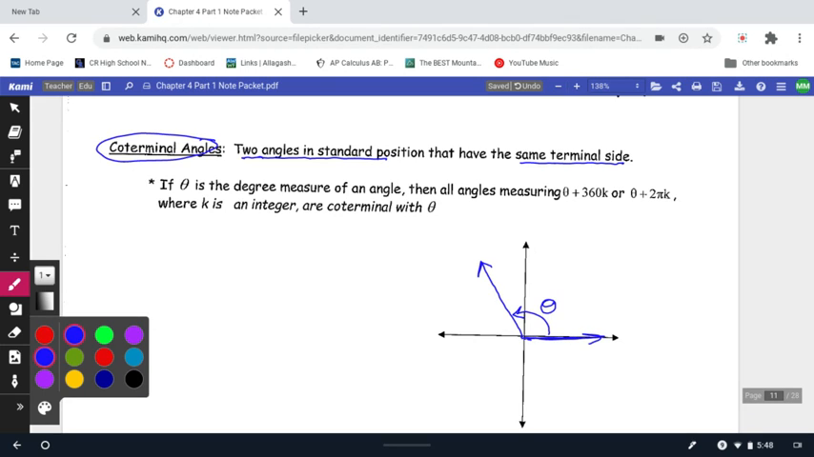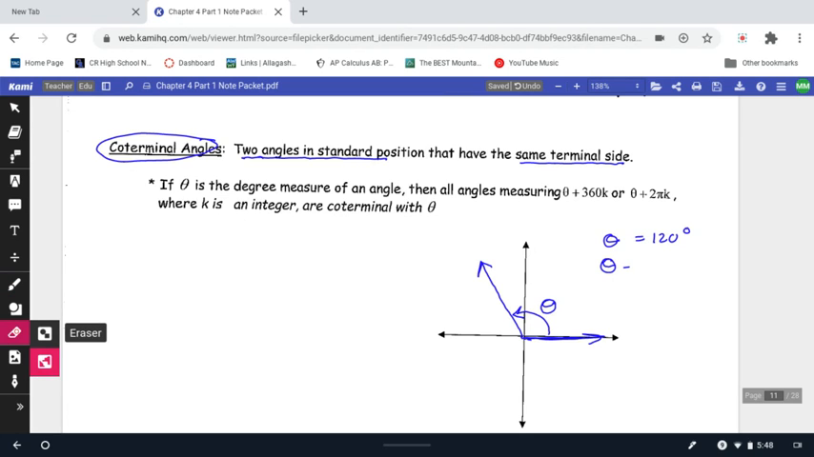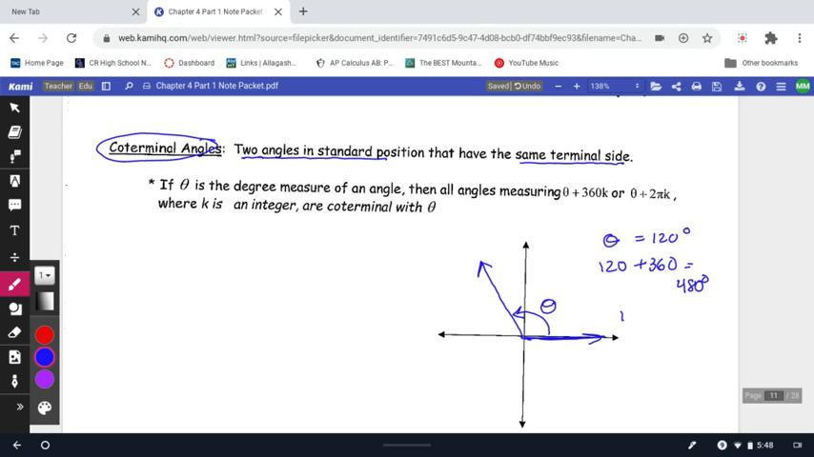Okay, so an example would be, let's suppose this theta angle here is 120 degrees, and I wanted another angle that was coterminal with it. Well, there's a bunch of ways that you could do it. You could take that 120 degrees and just add 360 to it, and you would get another angle that was coterminal with it. In this case, it would be 480 degrees. You could also take the 120 degree angle and subtract 360 from it, and that would be negative 240 degrees, and that would be coterminal.